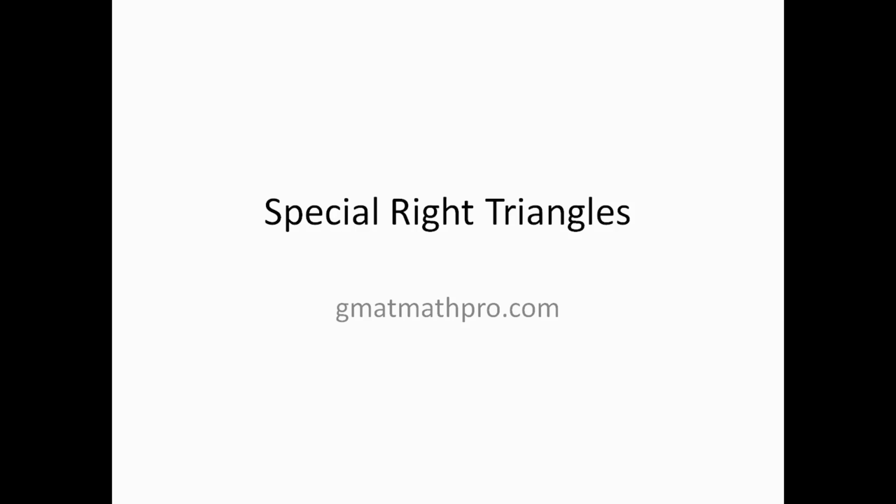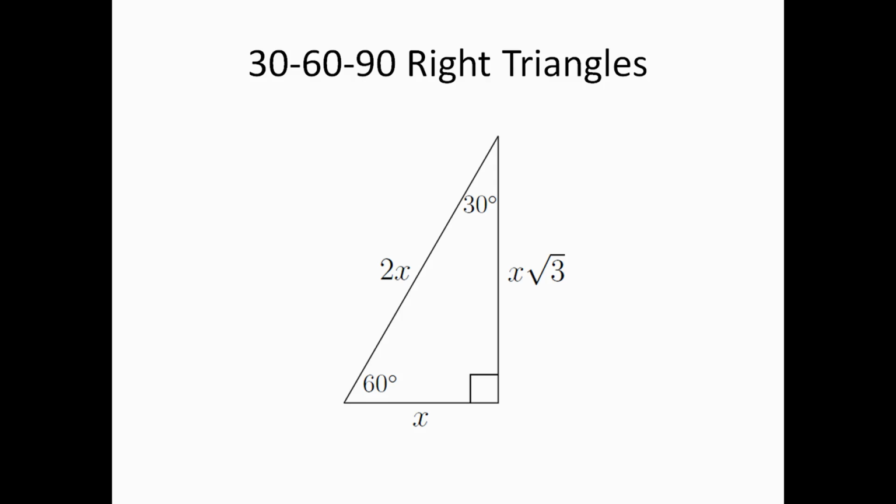This video from the Foundation series of GMATMathPro.com explores special right triangles. Specifically, we'll look at 30-60-90 right triangles and 45-45-90 right triangles. We'll look at some examples of each of those, and at the end I'll show you how the ratios for those triangles are derived.